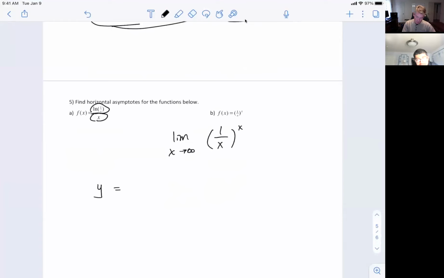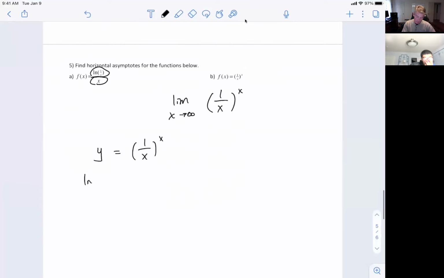You go, well, we're talking about the function, and I'm just going to simplify and say y equals 1 over x, raised to the x. And then what I'm going to do is take a natural log of both sides. And I'm not even doing calculus right now, I'm just doing pre-calculus. The reason that I did that is because now this x, you could bring it down here and multiply. That's a rule from logarithms.